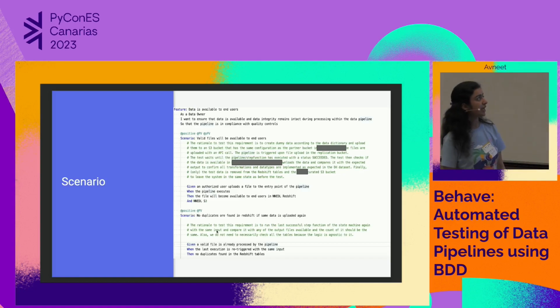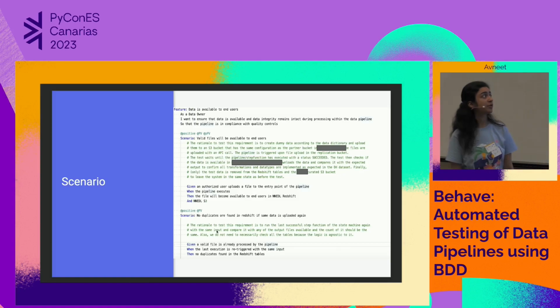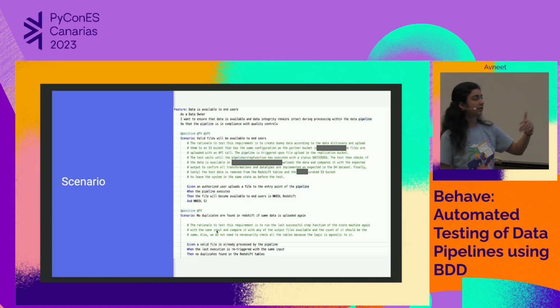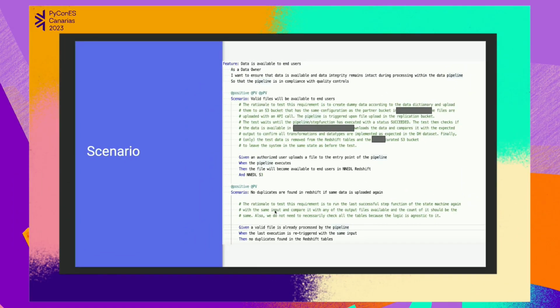In this scenario, the feature is, for example, data is available to end users. And we have, as a data owner, I want to ensure that the data is available and integrity remains intact during the processing within the data pipeline. So this is what I was explaining before. And the scenario basically is that valid files will be available to the end users. How? Given an authorized user uploads a file to the entry point of the pipeline, when the pipeline executes, then the file will become available to the end users in our data lake, which is called Redshift.